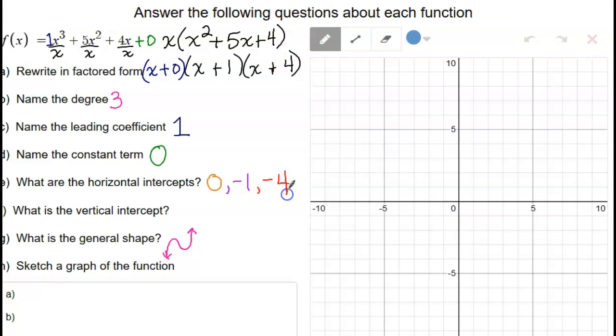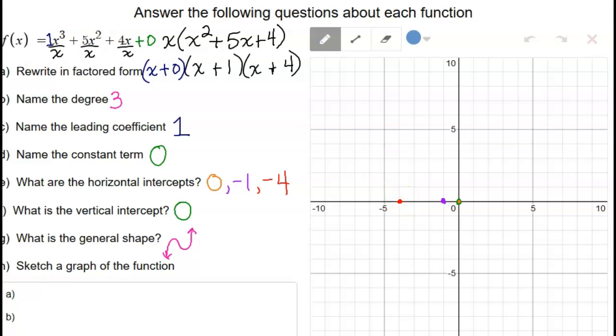And the last one, what value of x would make this factor equal to 0? That would be -4. The vertical intercept, remember, is the same thing as the constant term. So if you found the constant term, you've also found the vertical intercept. So this vertical intercept and the horizontal intercept, those two overlap. Okay, they're the same thing. So then we also have -1 and we have -4.